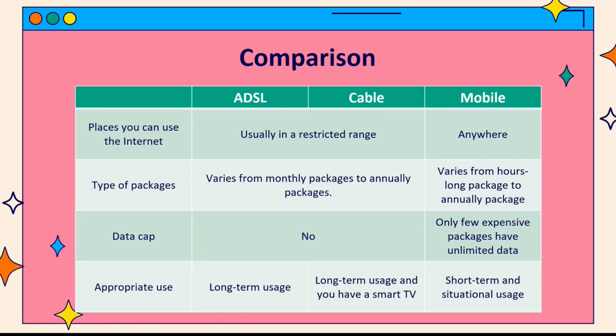Secondly, the type of packages of both ADSL and cable methods varies from monthly packages to annual packages, while the type of mobile packages varies from hours-long packages to annual packages. Moreover, ADSL and cable methods have no data cap, but with mobile methods, only a few expensive packages have unlimited data. Finally, both ADSL and cable are appropriate for long-term usage.